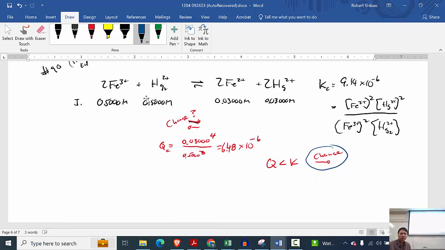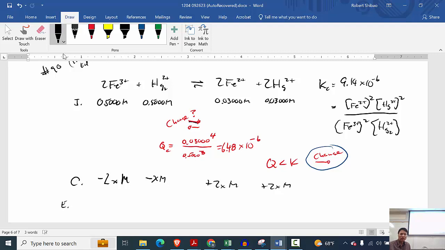All right, if the change is forward, then we can fill out the rest of the table. And so the change here is going to be minus what? x or 2x or 3x? It's going to be minus 2x. The mercury is going to be minus x or 2x? Minus x. This is going to be molar. Molar. And then we're going to get plus 2x molar for the iron 2 and plus 2x molar for the mercury 2.